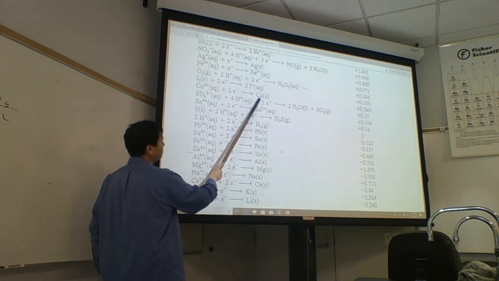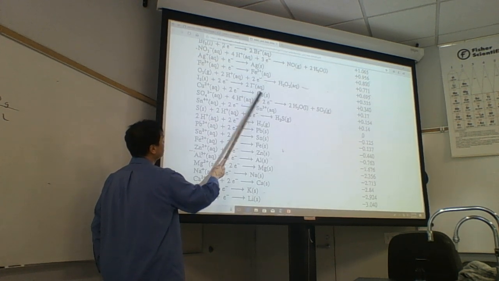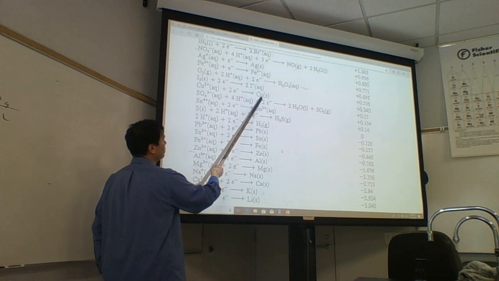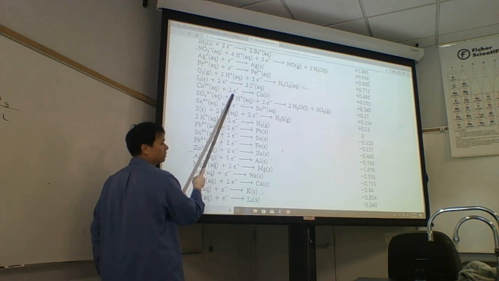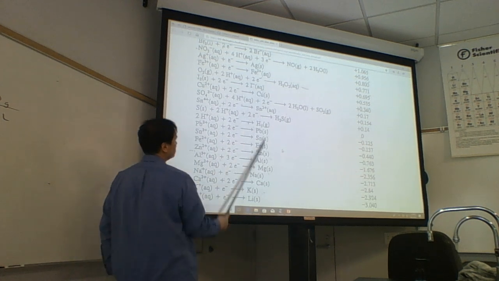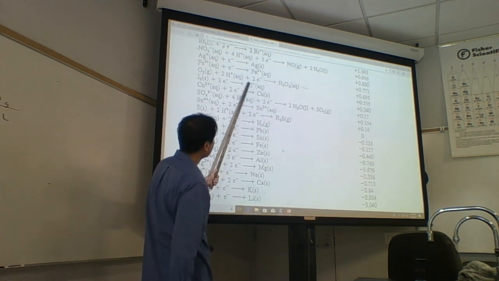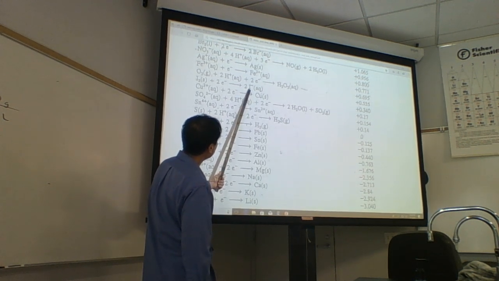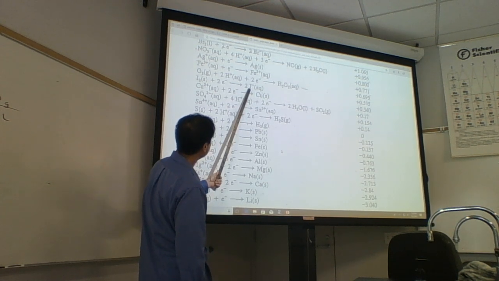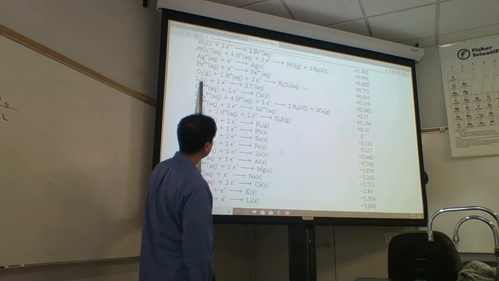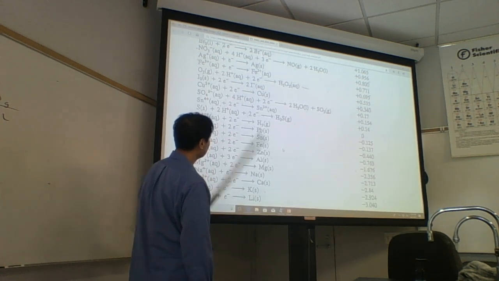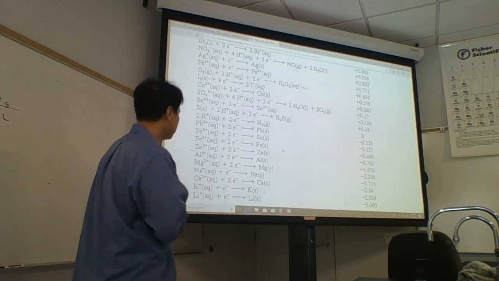This one is going from copper 0 to copper 2+. So going from copper 0 to copper 2+, we got to lose 2 electrons. So the reducers lose electrons here. This is what? Iodide going to iodine. Iodide and iodine are 2 different species.